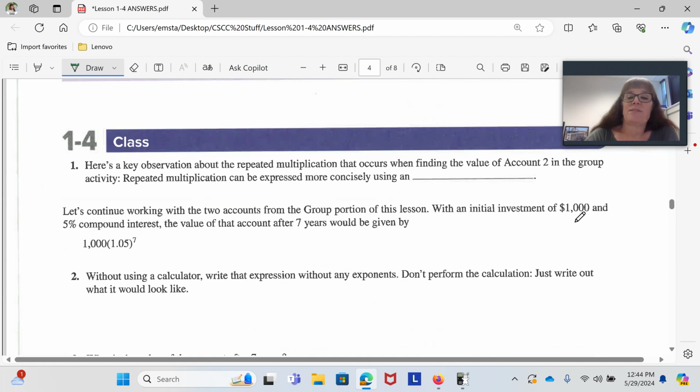So part number 1, we have to explain what we're using here. Rather than writing repeated multiplication, we can use an exponent. In the example right below that, the exponent is the 7. You may have also heard this called a power. We can use those pretty interchangeably.